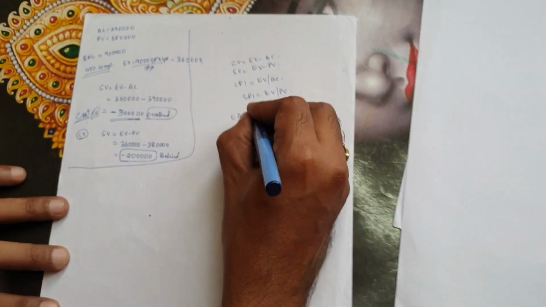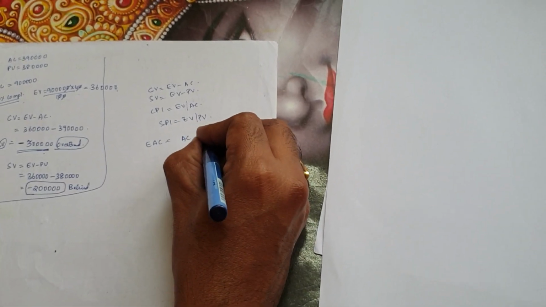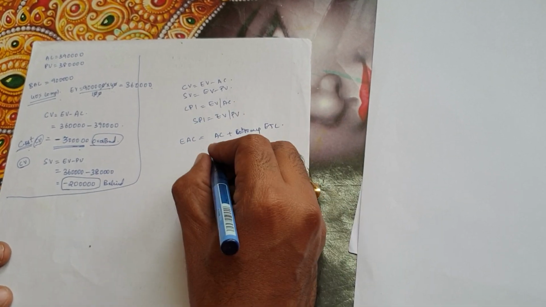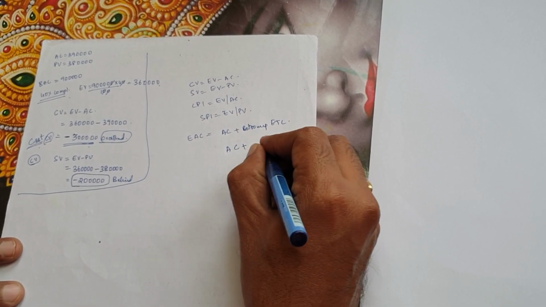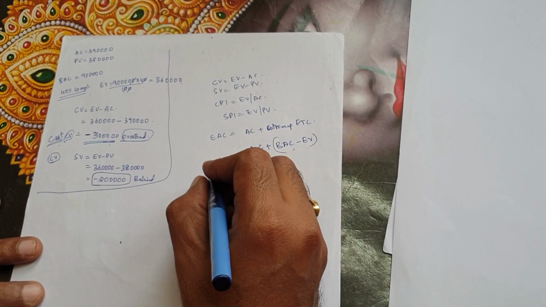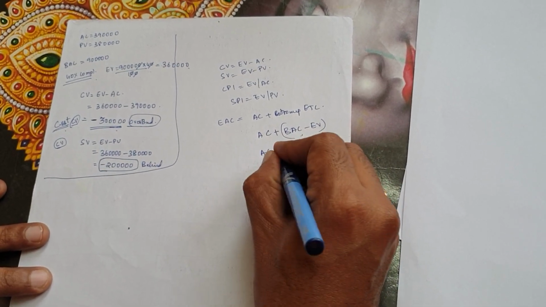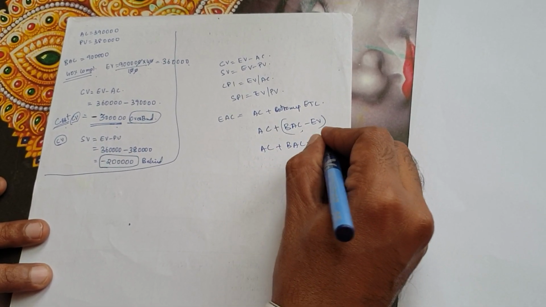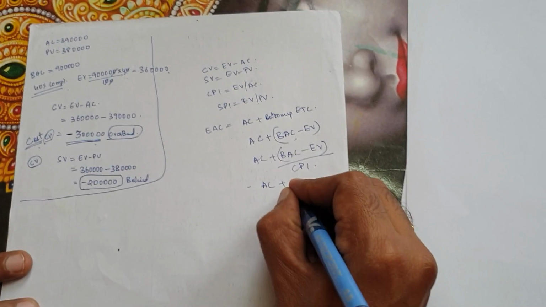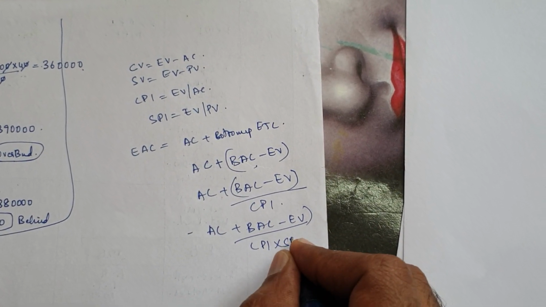Then you have your estimate at completion. There are four formulas over here. The first is actual cost plus bottom-up ETC, and then you have actual cost plus BAC minus EV, and then actual cost plus BAC minus EV divided by CPI, and then the fourth was actual cost plus BAC minus EV divided by CPI into SPI.